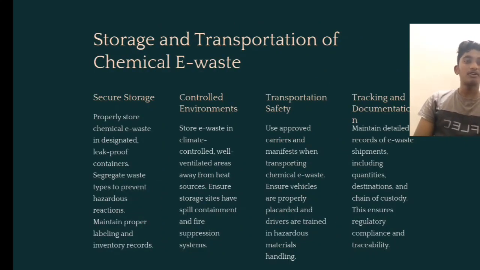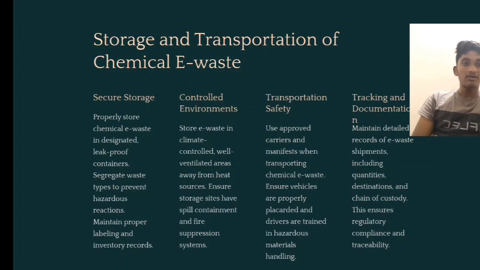Storage and transportation of chemical e-waste. Secure storage, controlled environment, transportation safety, tracking and documentation. Secure storage: properly store chemical e-waste in designated leak-proof containers. Segregate waste types to prevent hazardous reactions. Maintain proper labeling and inventory records.